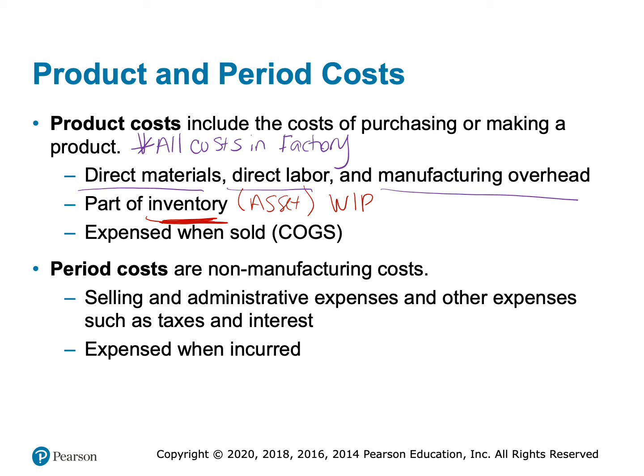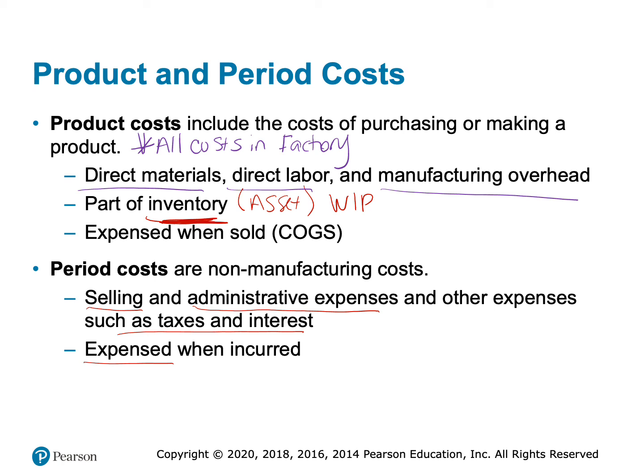Now, any cost that the company incurs that's not in the factory, it's not associated with producing the product, probably has to do with administrative expenses. It has to do with selling expenses. It could be taxes or interest, any of those sorts of things. Those are called period cost or non-manufacturing cost. They don't get recorded as an asset. They are just going to be recorded as an expense up front.